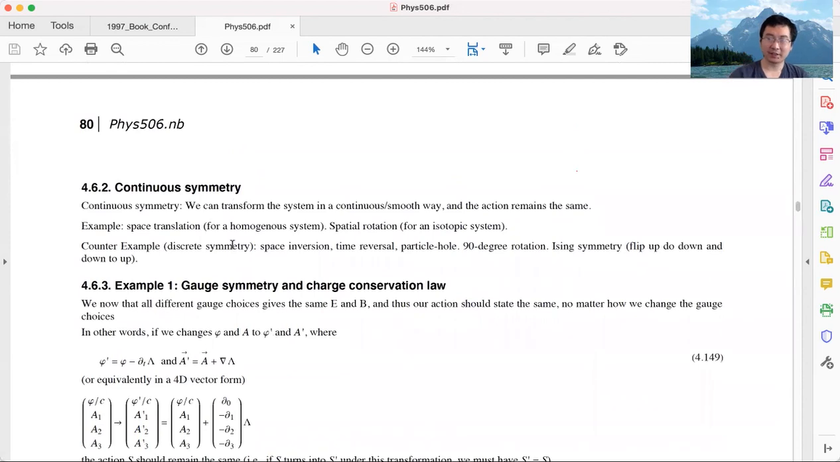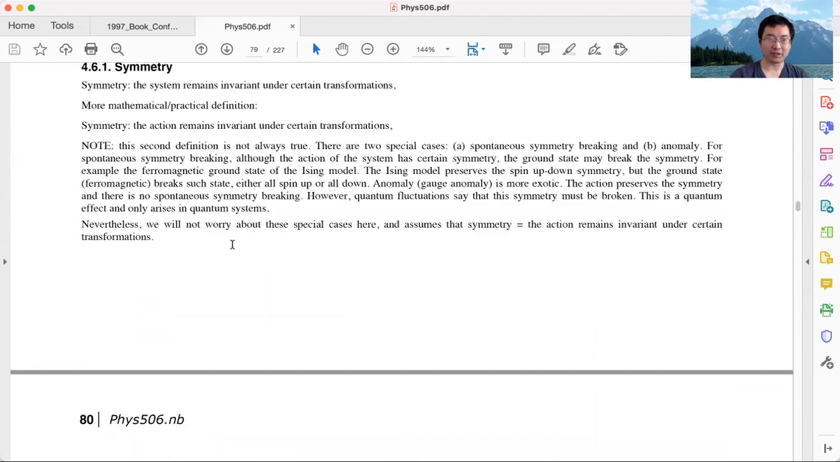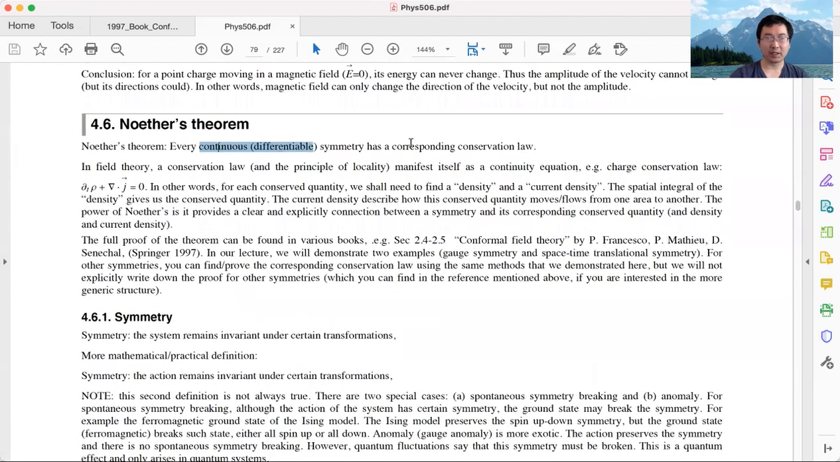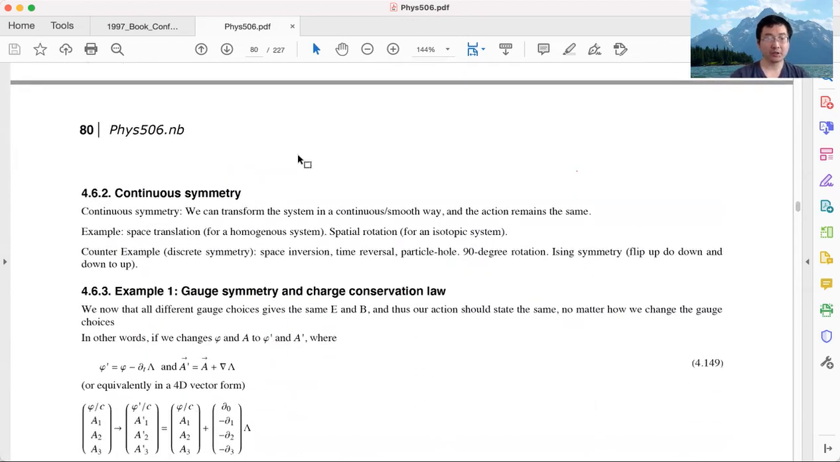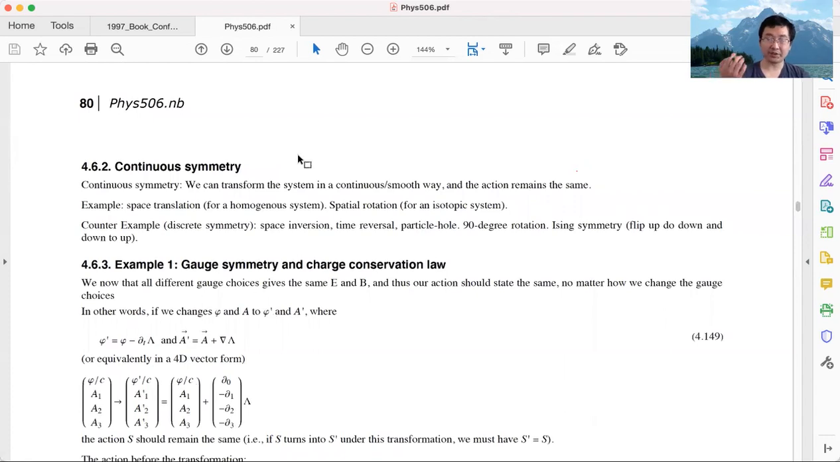Okay, nevertheless, now we know the definition of continuous symmetry. And we also know that the corresponding conservation law means a continuity equation, some form of continuity equation. And then Noether's theorem actually tells us any continuous symmetry will give us one continuity equation. That is what this theorem is. Okay. So to get a better understanding of this theorem, let's look at one example.